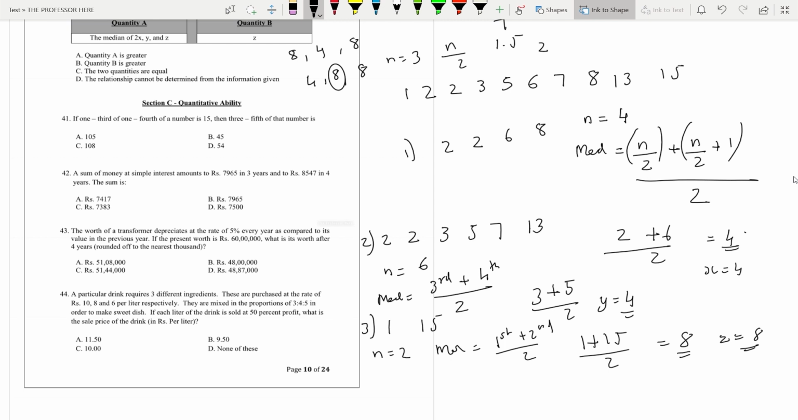So the answer for quantity A is 8, the median of 2X, Y and Z. Quantity B is just Z, which has value 8. Quantity B is equal to 8. So quantity A and quantity B are equal. So option C, the two quantities are equal, is the answer.